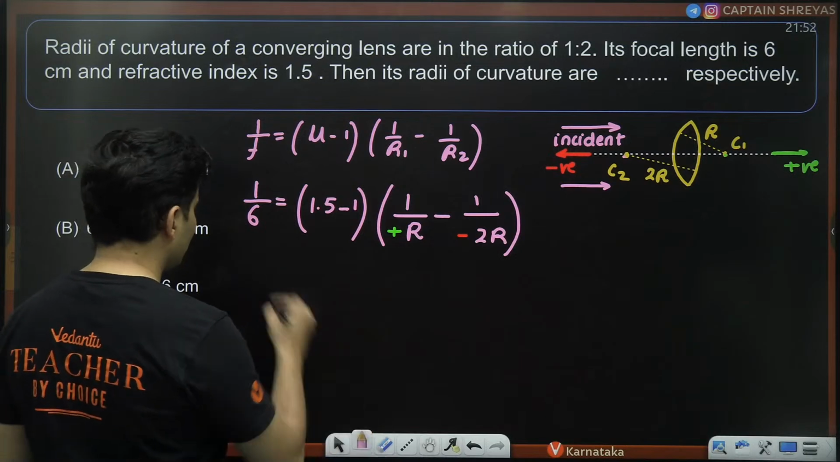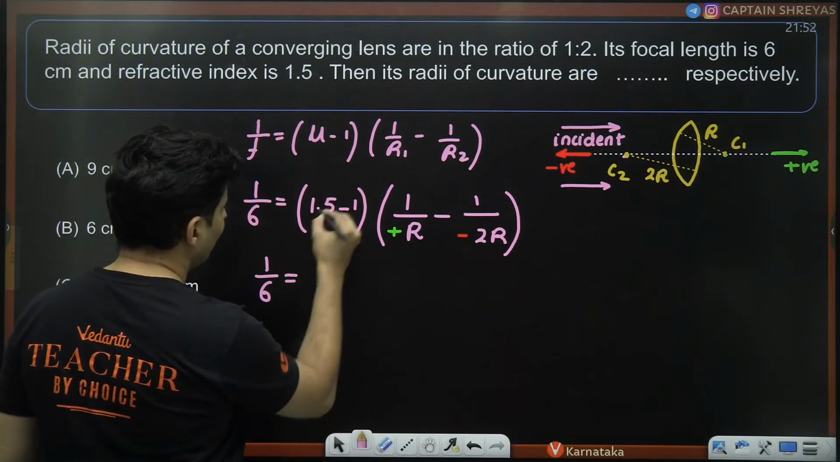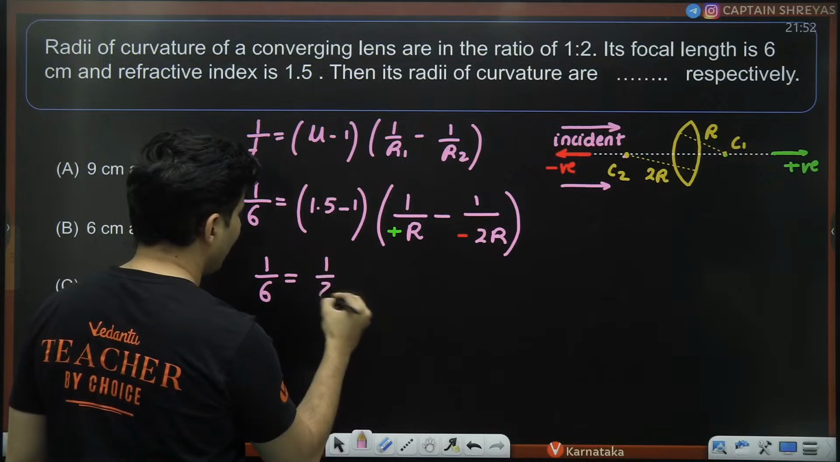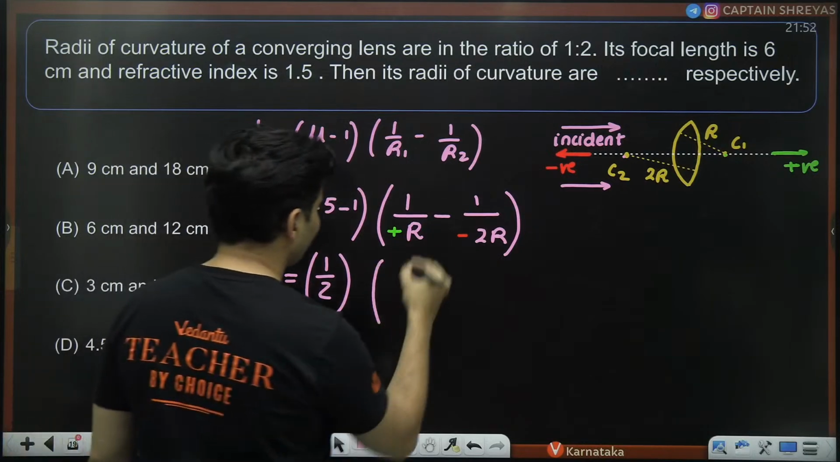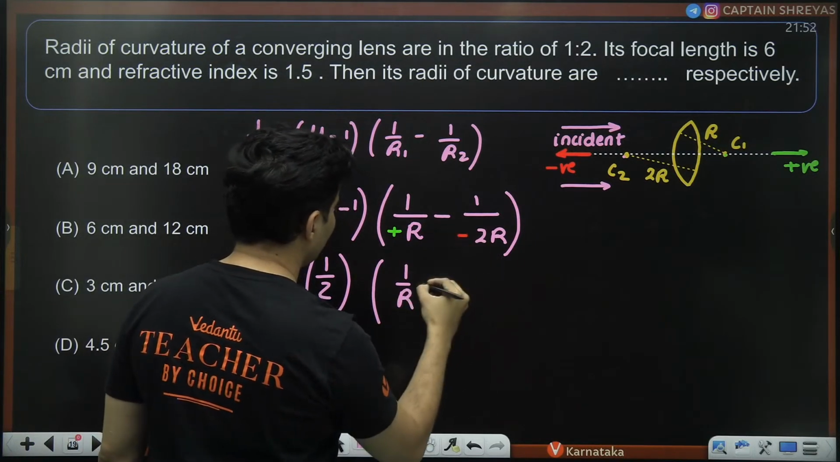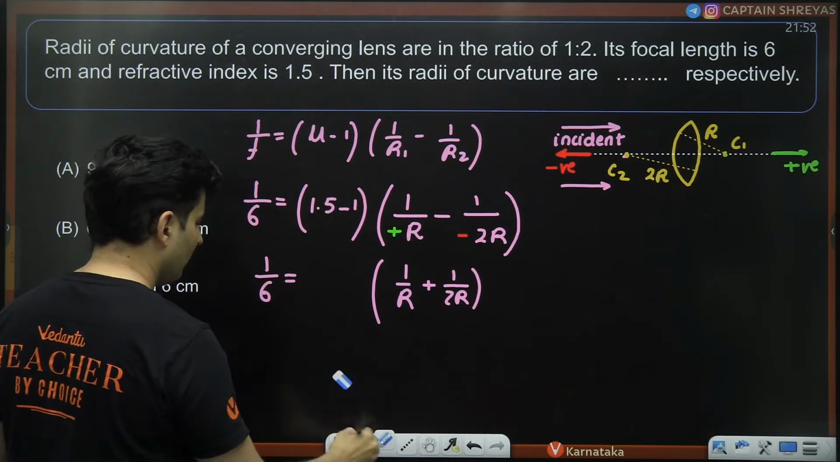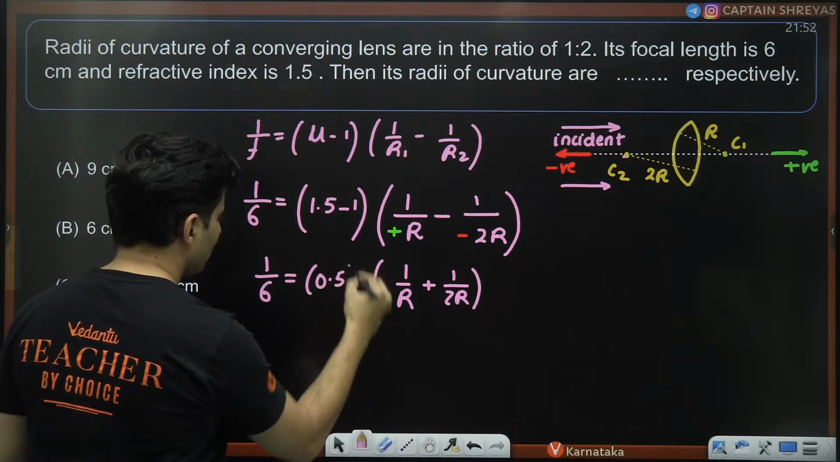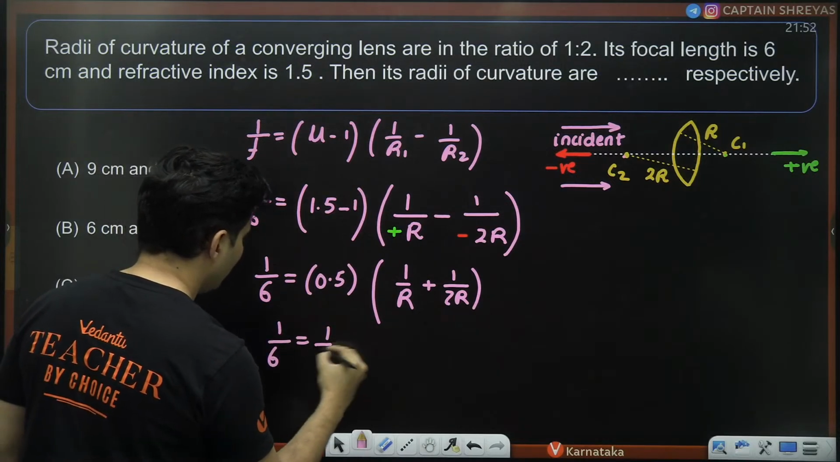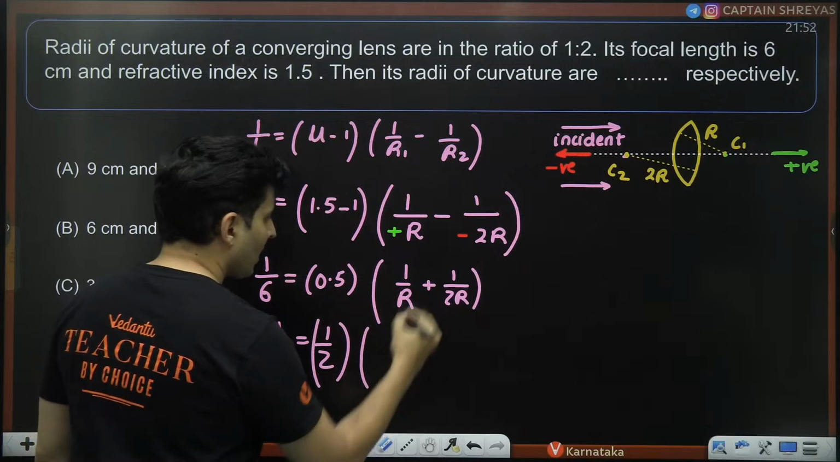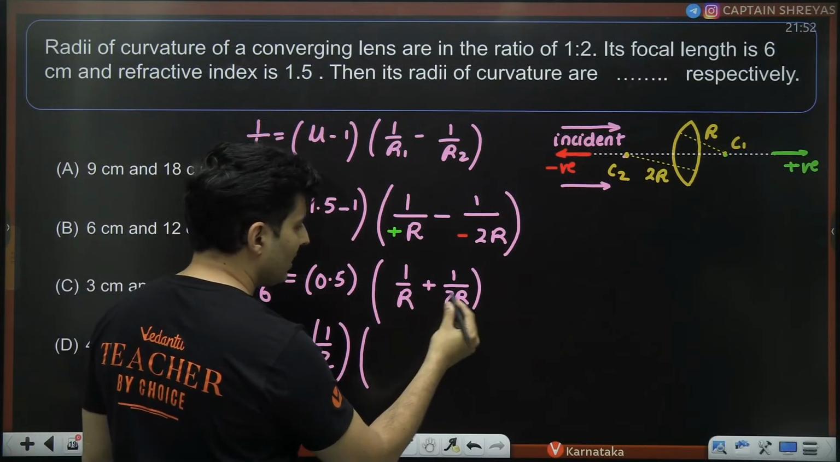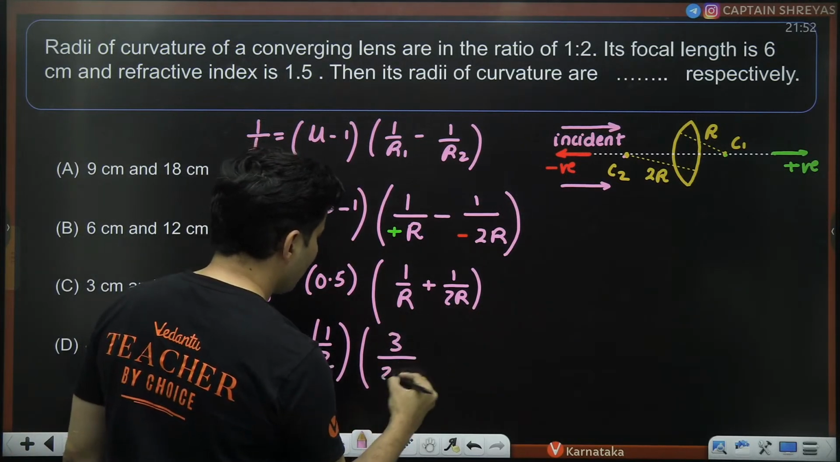All right. So what will happen next? This will become 1 by 6 is equal to 1.5 minus 1 is 0.5. 0.5 means half. Correct? This is 1 by R. Minus minus becomes plus, so 1 by 2R. Okay. Do you understand? This is 0.5, half. LCM. 1 plus 1 by 2 is 3 by 2. So this will become 3 by 2R.